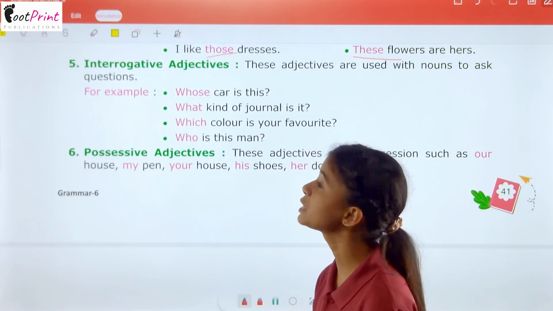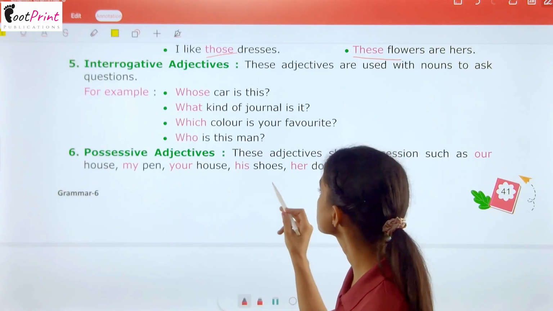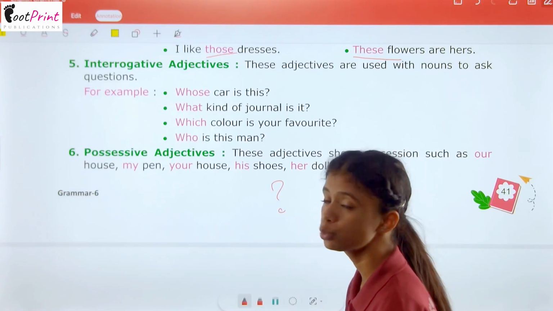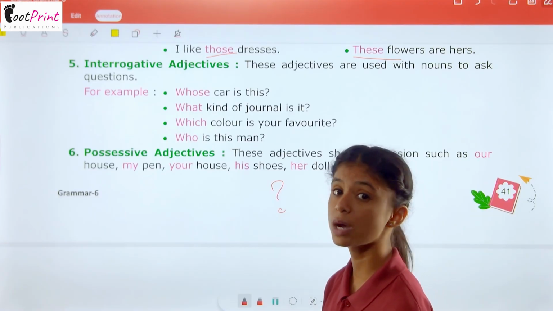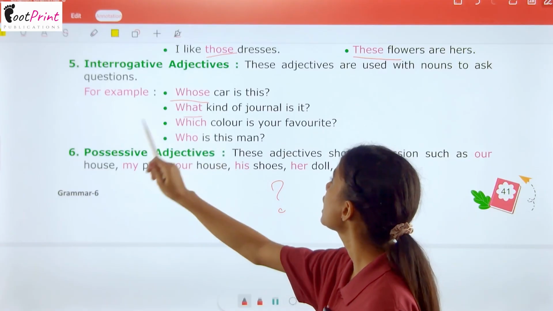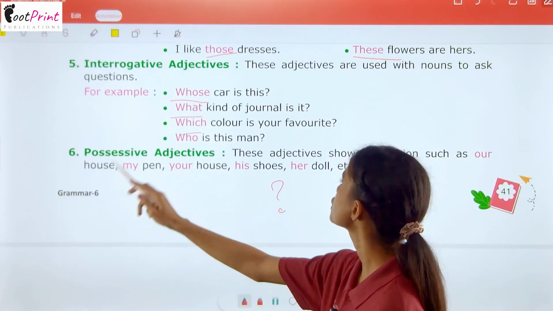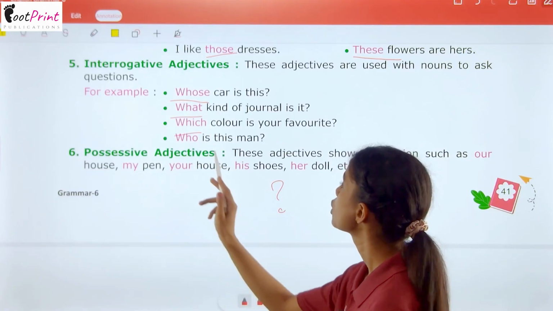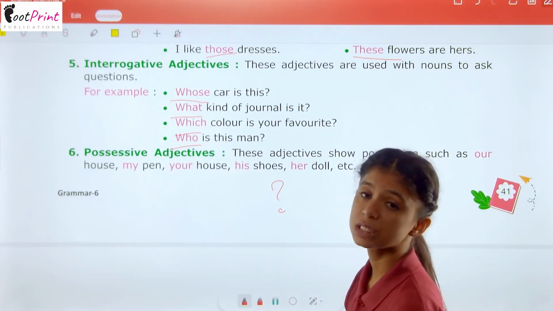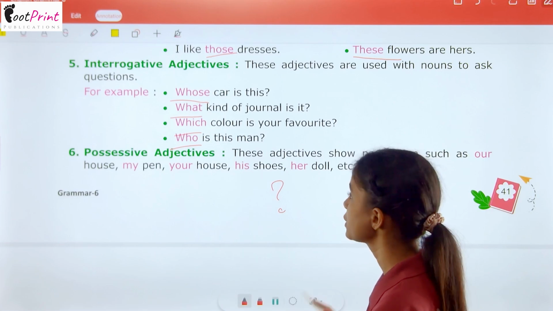Next we have interrogative adjectives. That means they ask questions. These adjectives are used with nouns to ask questions. Whose car is this? What kind of journal is it? Which color is your favorite? Who is this man? So we are using these adjectives with nouns to ask questions.